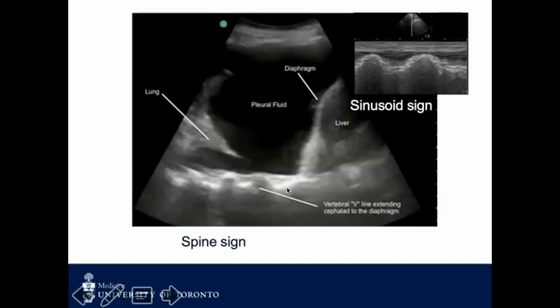So when you see the spine below the diaphragm here, what that tells you is that there's either pleural fluid or consolidation that's allowing those waves to transmit through. And the second sign I wanted to talk to you about is the sinusoid sign. So you have your lung here, obviously your pleura here, and your pleural fluid in between. And so if you were to put your M-mode through this, what you would see is the sinusoid sign. And that is when the patient breathes, there's a change with respiration between the parietal and the visceral pleura.